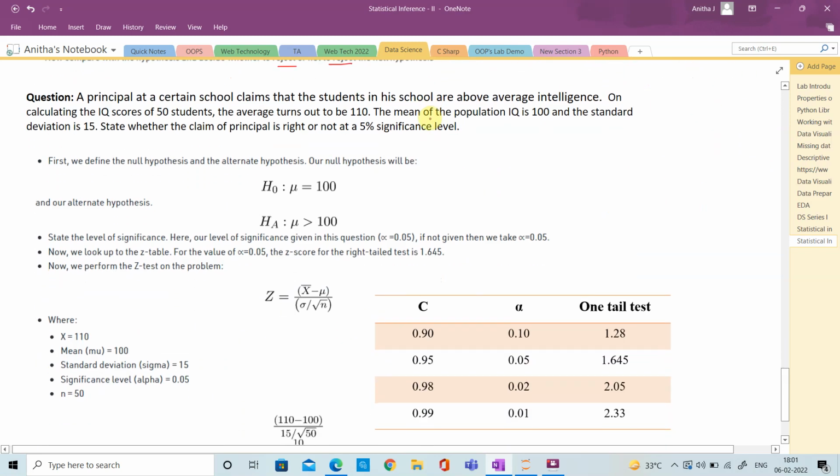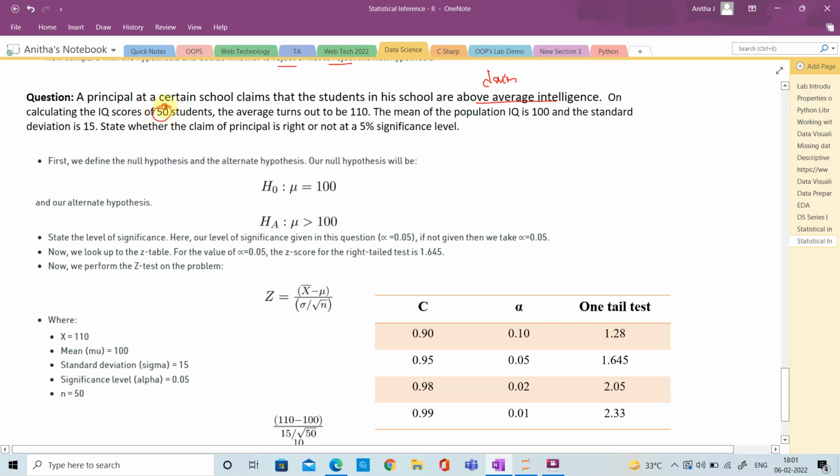And now I have given you one example here. A principal of a certain school claimed that their students have above average intelligence. So this is their claim. They are telling that their students are above average intelligence. And to do this experiment, I cannot go to every student of the class or the school.